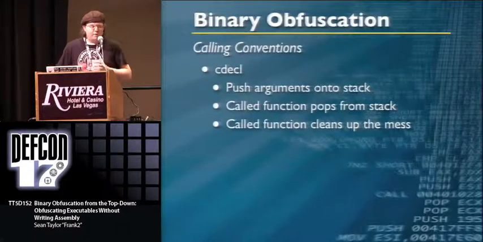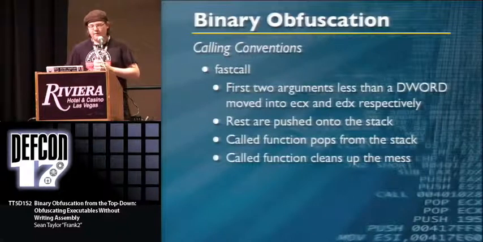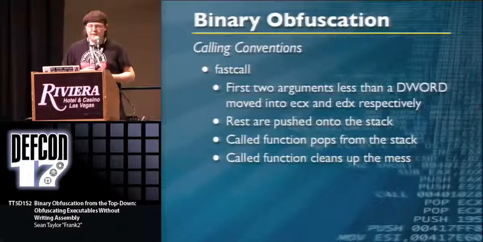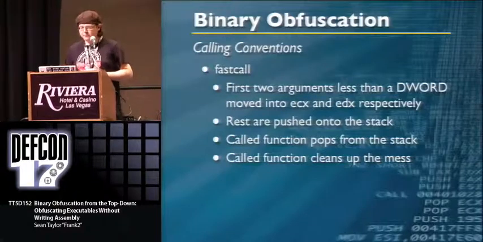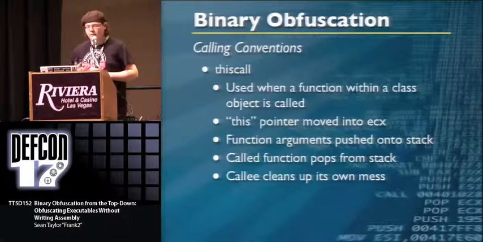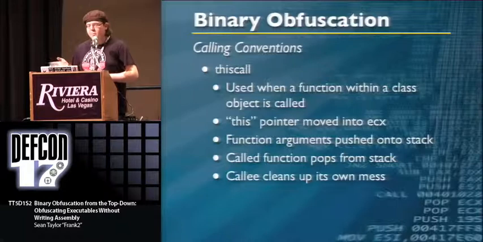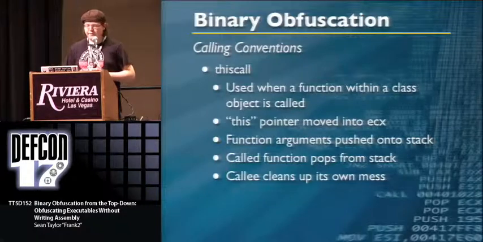Fastcall, however, is kind of interesting in that it tries to be fast because it pushes the first two arguments into two registers, meaning that it doesn't have to access the stack for those. So then the rest of the data, if there's more of that, is pushed onto the stack. Then the called function pops from the stack, and then the called function cleans up the mess. Thiscall is also another very interesting one. This is basically used when a function within a class object is called. The this pointer is moved into ECX. The function arguments are then pushed onto the stack. Then the called function pops, and then the callee cleans up its own mess.